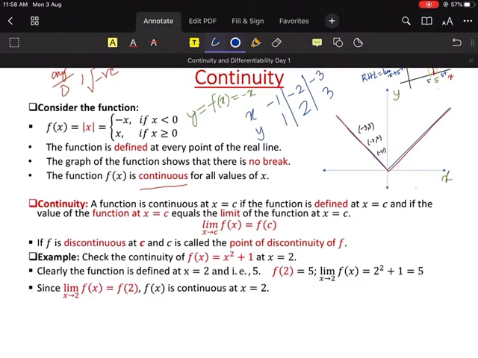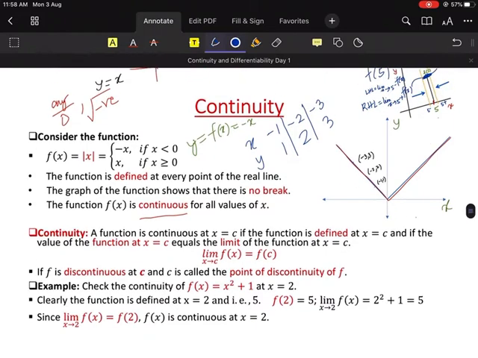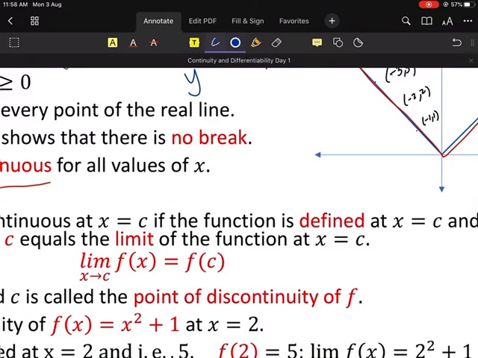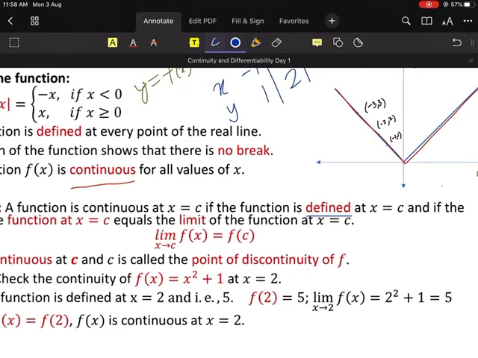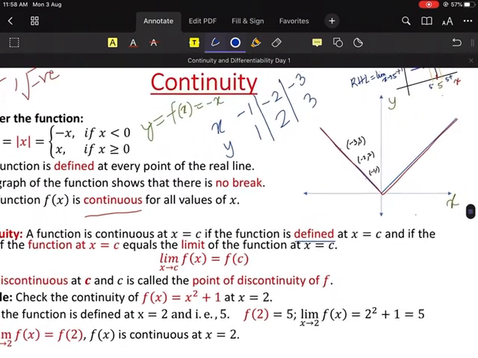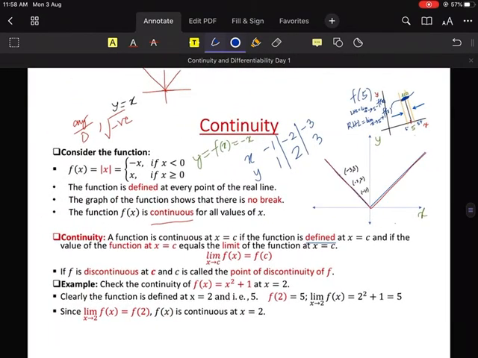Now, continuity. A function is continuous at x equal to c if the function is defined at c. Defined at c means what? Here you see it was defined for all values of x, right? It is not undefined. Now, the first condition is the function has to be defined at c. It cannot be undefined at c. Then what can we say?